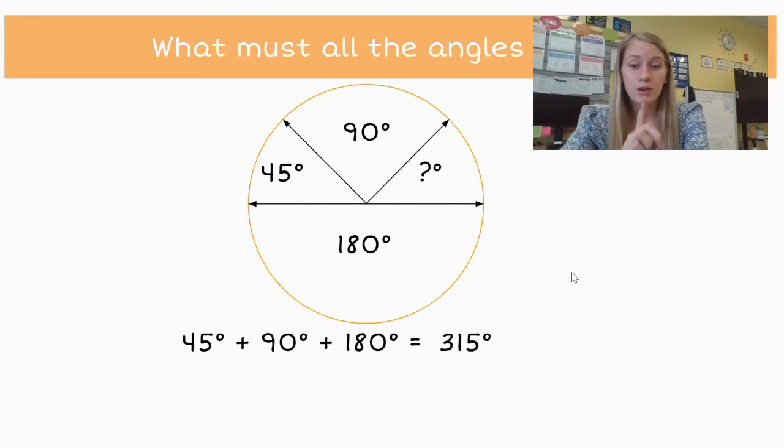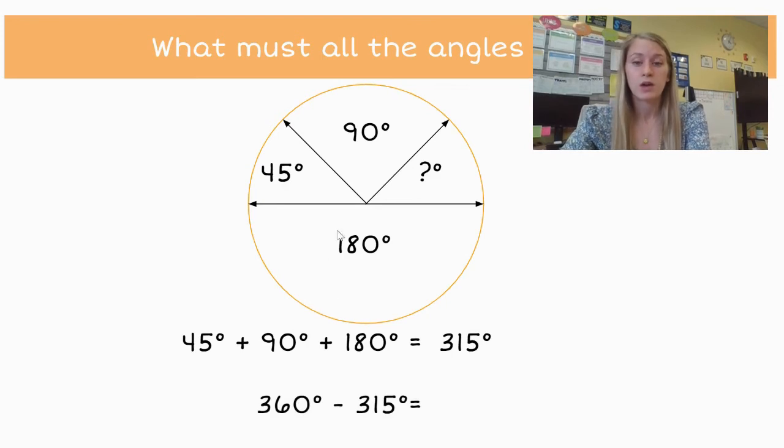Now here comes the other part. You have to know the total of the circle. How many degrees is the circle? If you said 360, give yourself a pat on the back. 360 degrees minus what we do know, 315, will help us find this missing angle, which will be 45 degrees.